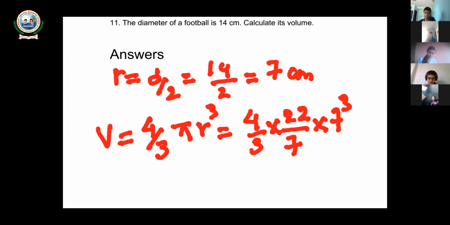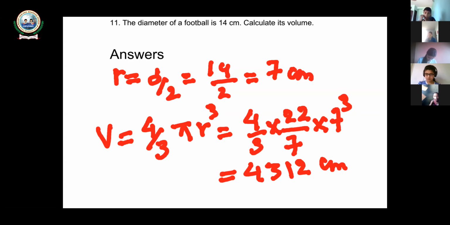Okay, and the final answer, after calculating, the volume of a football is 4,312 centimeter cube. It is a small number, so we can write it in this way, out of 10 centimeter, it will be like 10 to the power 3 centimeter cube.